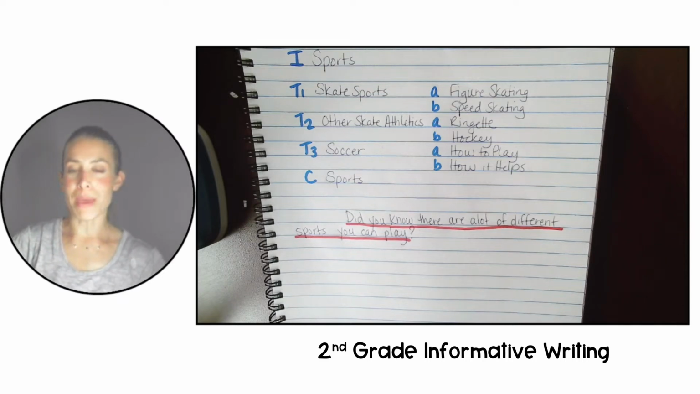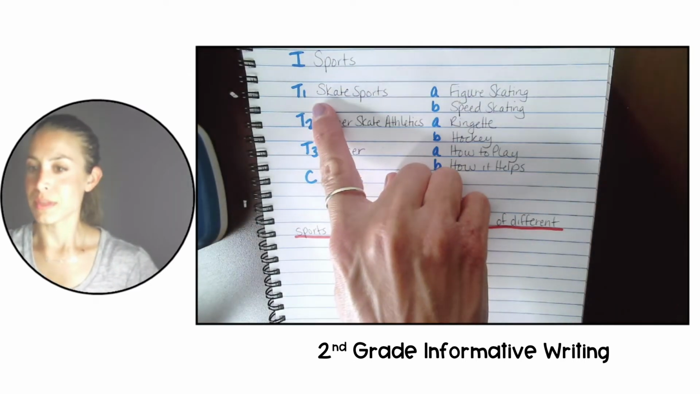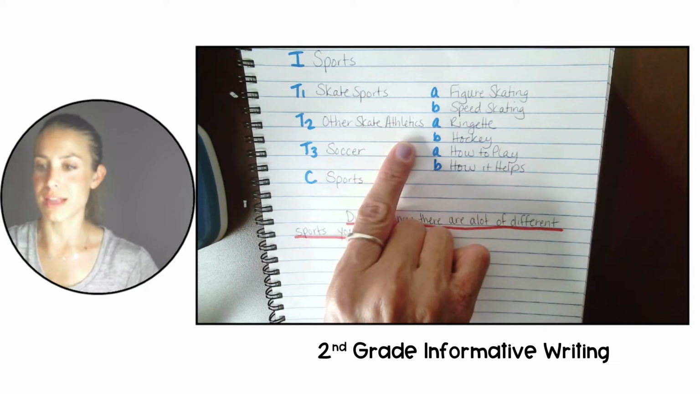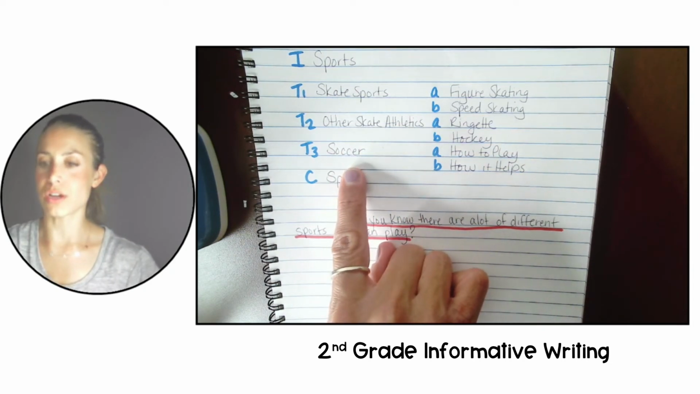Did anyone remember what the second component is? Very similar to an expository prompt, but instead we're teaching, we're informing. So what sentence is that called? Yes, it's your 3-topic sentence. Instead of our 3 reasons, like in section 1, we are going to do our 3-topic sentence. So where do we get our topics? Up here. So we have our topic 1, skate sports, topic 2, other skate athletics, and topic 3, soccer.